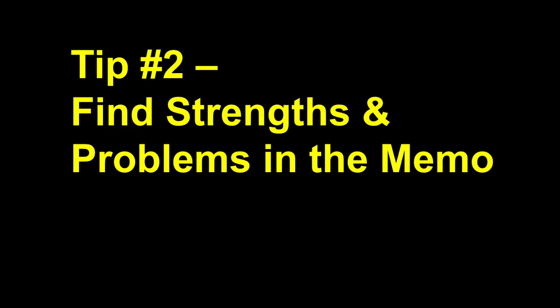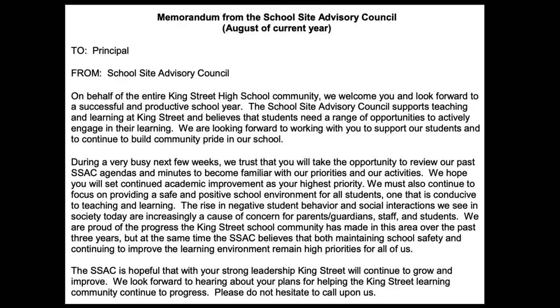Tip number 2, find strengths and problems in the memo. Next, go to the memorandum from the school site advisory council. That memo is a gold mine. Look for one strength and one problem that you can highlight. Don't overthink. It's usually right there in plain sight.